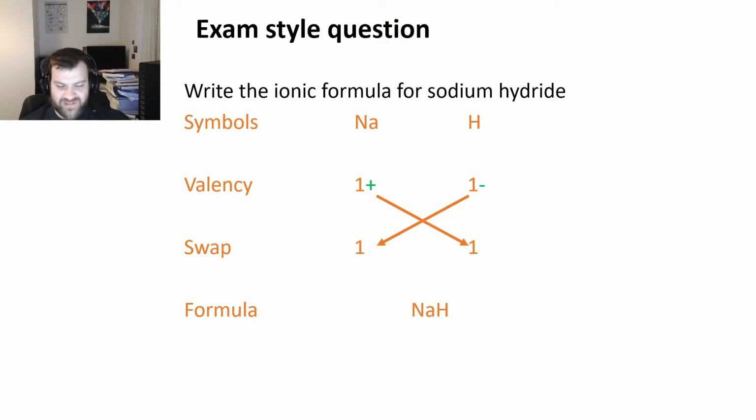When we look back at their valencies, our metals tend to be positive, and our non-metals tend to become negative. We've got Na+ and then H-. Our hydrogen would sometimes have a positive charge if it's talking about acids and alkalis, but in this question, this is going to be our negative ion, and our sodium is going to be our positive ion.